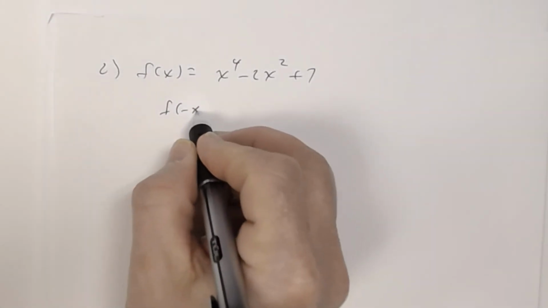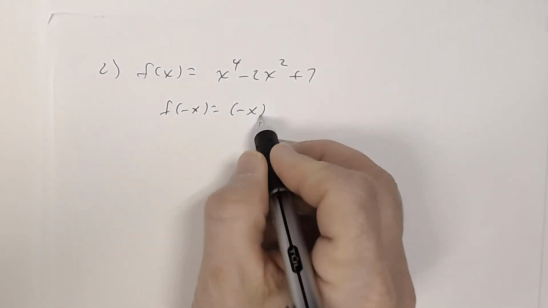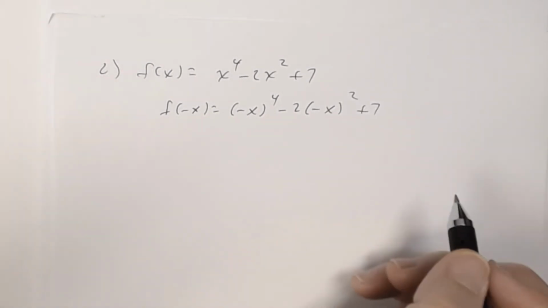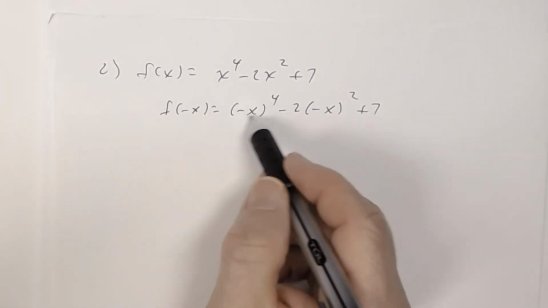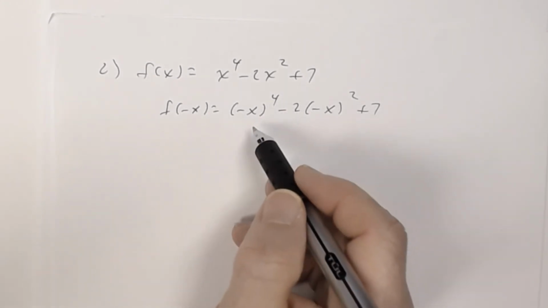So f of negative x will equal, where we see the variable x, I substitute negative x. So negative x to the 4th minus 2 times negative x squared plus 7. Now, what's a negative x times itself 4 times? Well, remember, a negative raised to an even power is always positive.